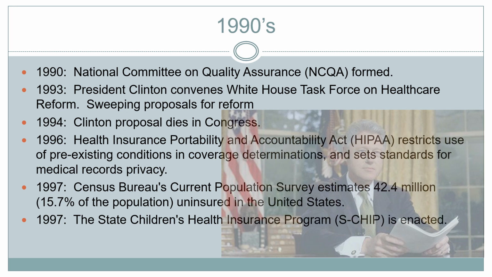You also had the Health Insurance Portability and Accountability Act, or HIPAA, put into place in 1996, which both restricted the use of pre-existing conditions in coverage determinations, and also set standards for medical records privacy. Those standards were set at that time and continue to this day. And in 1997, the state CHIP program was enacted, which covered children on Medicaid and other programs.